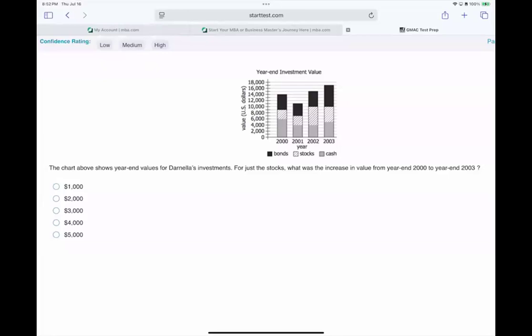Let's do it. This must be easy for you guys. The chart above shows year-end values for Dornella's investments. For just the stocks, what was the increase in value from year 2000 to year end 2003? Stocks. Year 2000 to 2003.